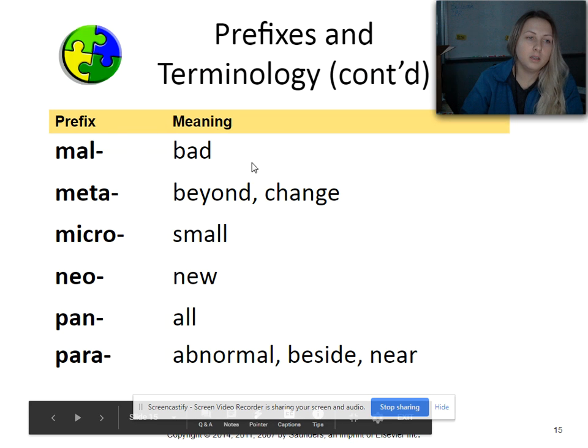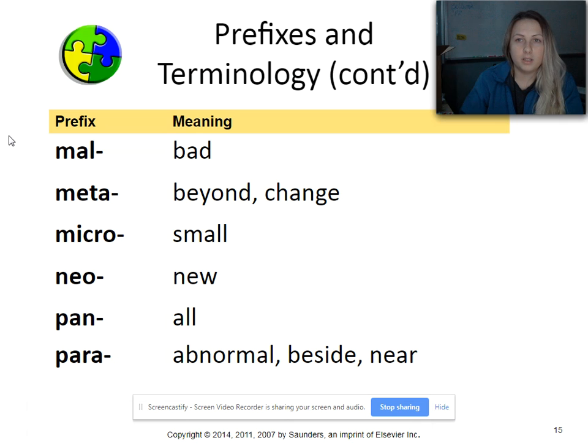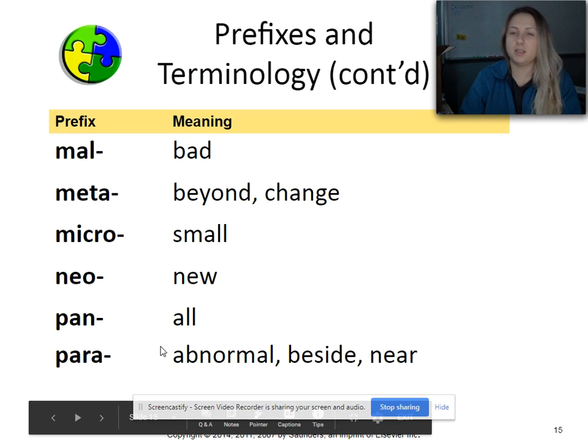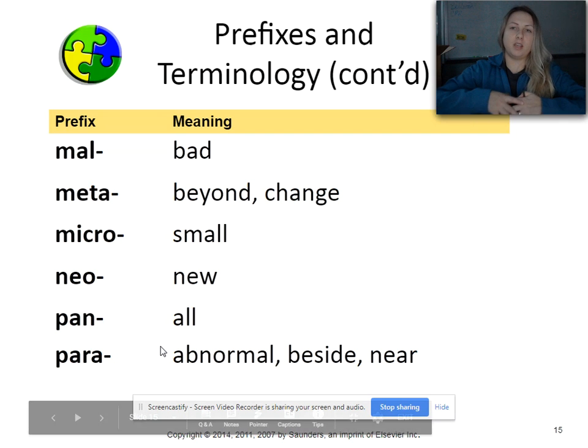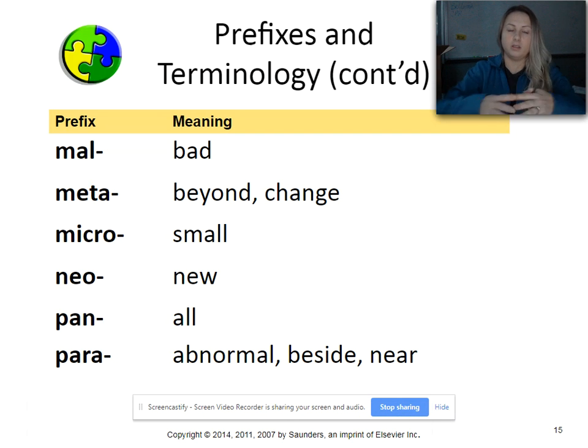Mal is bad. Generally in every other Latin-based language or Germanic-based language, mal means bad. Malnourished is bad nourishment. Malaise is a bad feeling. Meta means to change, like metacognition is changing the way you think. I talked about micro being small, like microscopic. Neo is new, like a neonate is a new being. Pan is all, like a pandemic is an infection across a large area.